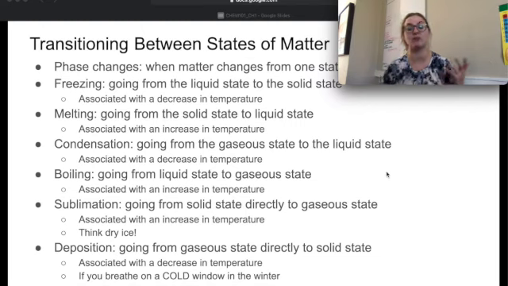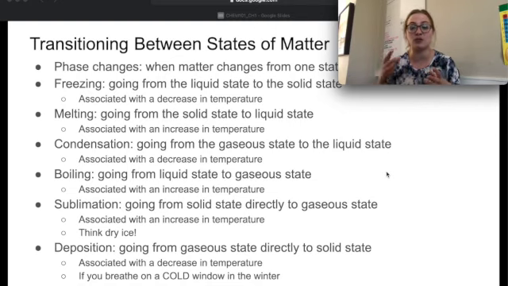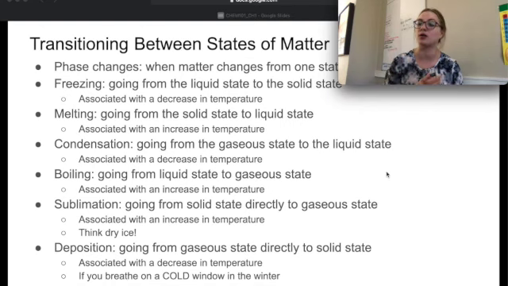Condensation, so this is going from the gaseous state to the liquid state. Condensation isn't only a noun, it's a verb as well. So it's not just the stuff you see on the outside of your glass on a humid day. It's the process where water in the air, gaseous water, condenses onto the outside of your glass. So it's associated with a decrease in temperature. That glass is much colder than the air around it, so that gaseous water ends up becoming liquid water on the outside of your cup.